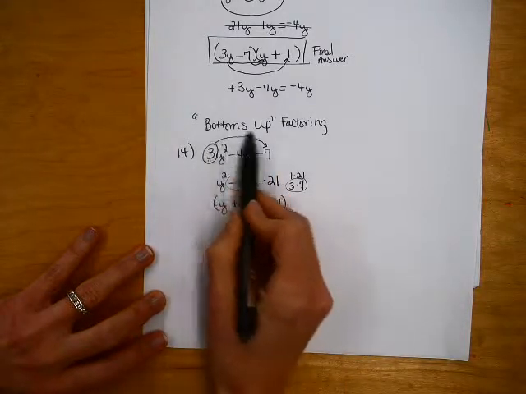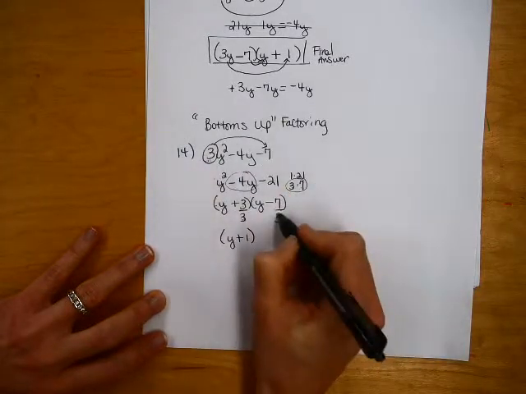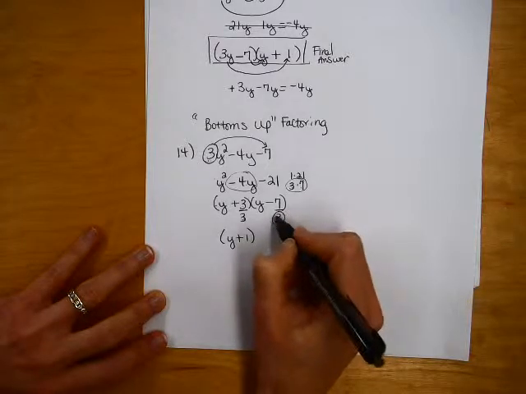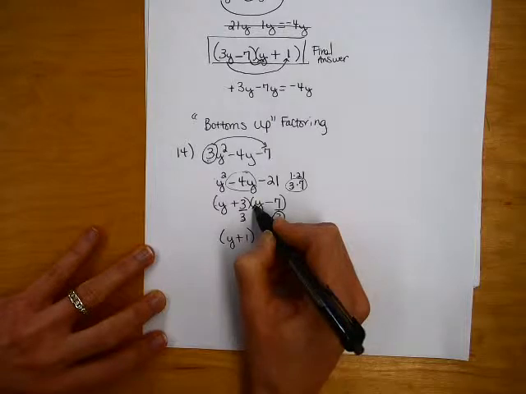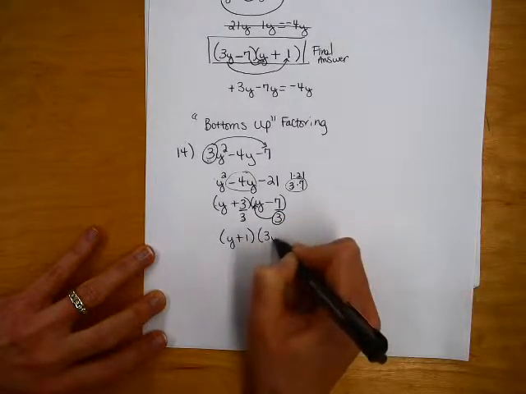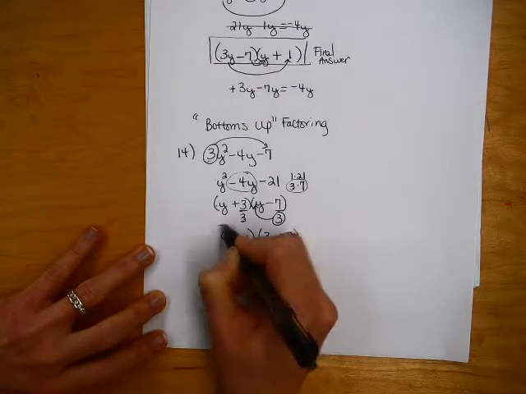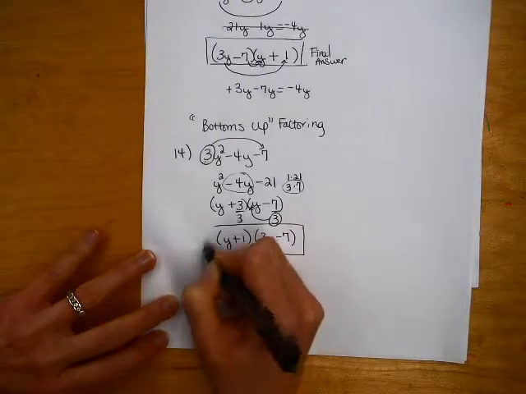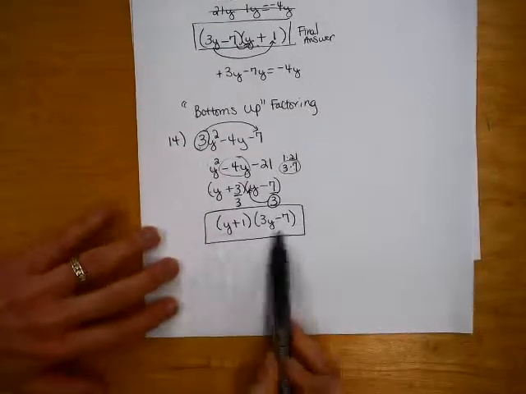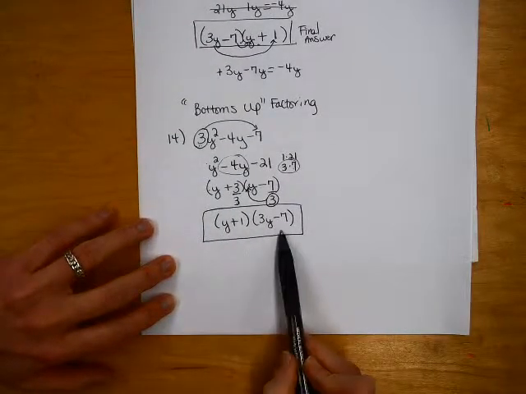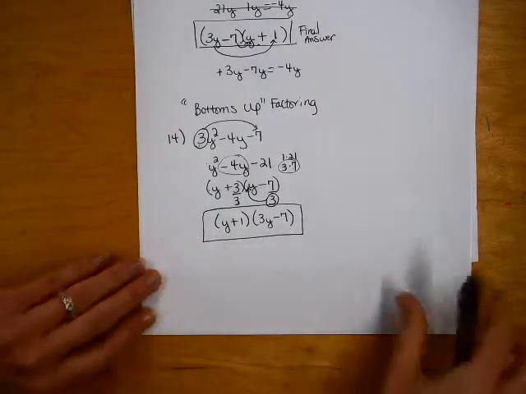So this is really the reason why we call this bottoms up. So we think of this as doing bottoms up. We bottoms up this and put the 3 in front of the y minus the 7 on the end. And that is the exact same answer we got above here, doing it guess and check, as we have here doing it bottoms up. So it's your choice which method you want to use.